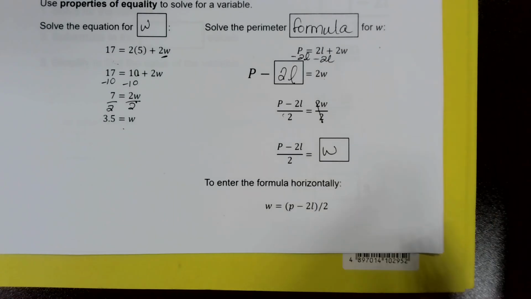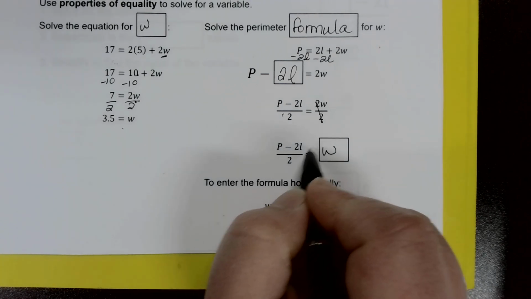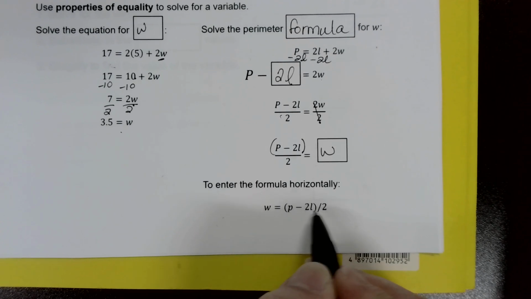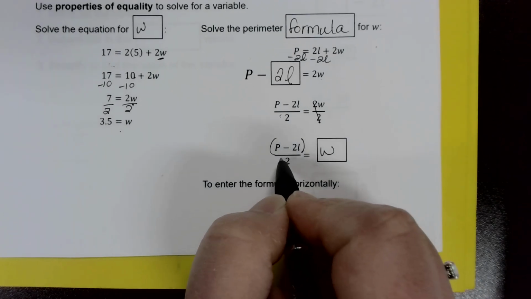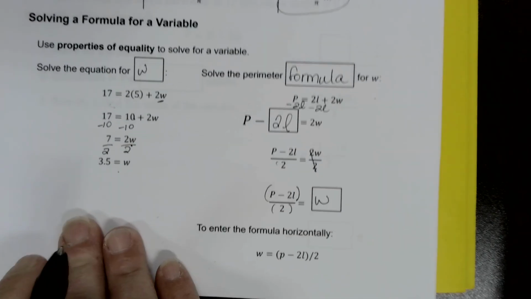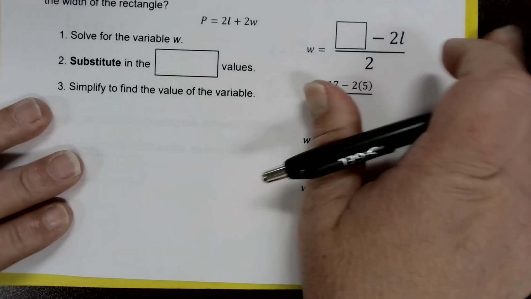If you want to enter that formula horizontally in a calculator, you're going to need to put the top of this fraction in parentheses, like that, then divided by what's on the bottom. If there was more, you'd put parentheses around that if you needed to. And then you could just stick the whole thing in your calculator. I'm going to hurry this up a little bit. Sorry it's taking so long.